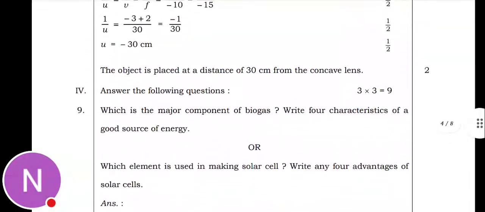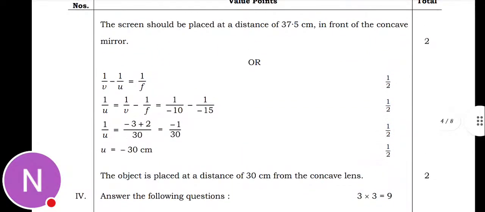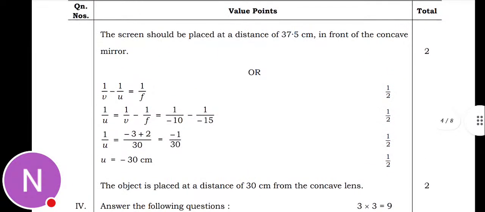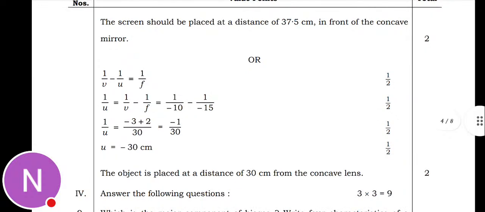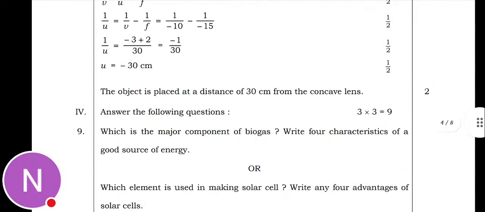Next question, so therefore the object is placed at a distance of 30 centimeter from the concave lens. So for half marks we will get for the formula, half marks for the solution, and half marks for the answer, so totally 2 marks you will get.